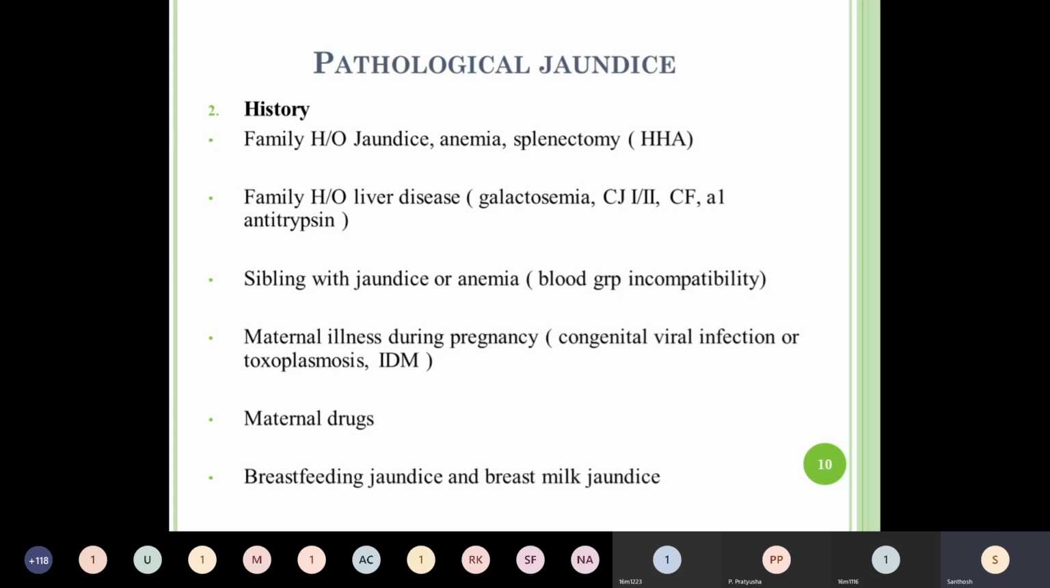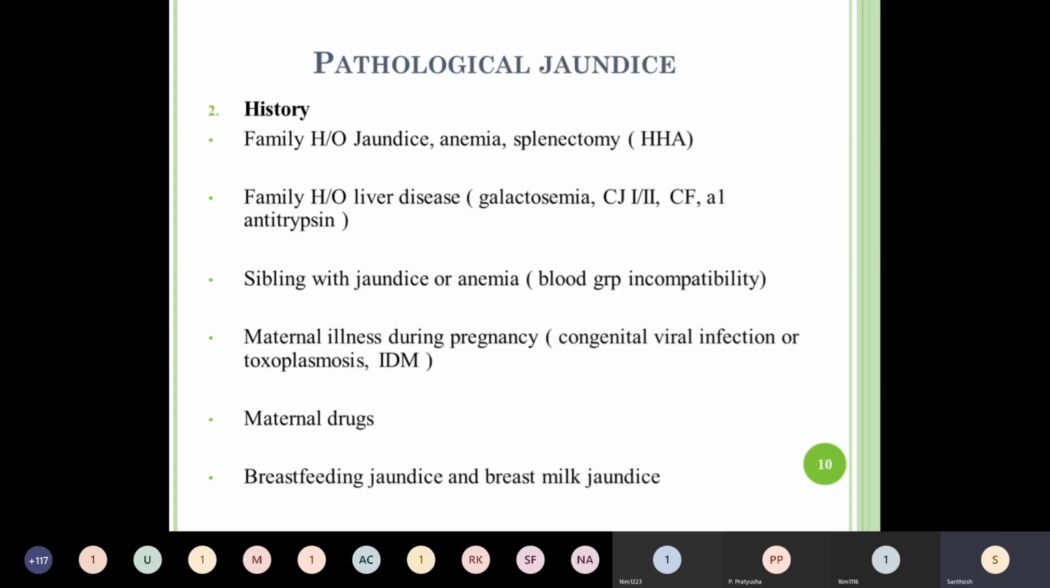Okay. Then what happens in ABO incompatibility? In ABO incompatibility, usually what happens? The mother is O positive and the baby is either A or B positive. So the already formed antibodies, the mother will be having antibodies. They cross the placenta and then they cause lysis of RBCs. So any sibling with history of jaundice or anemia, check the grouping of the mothers. Okay, there can be a blood group incompatibility.